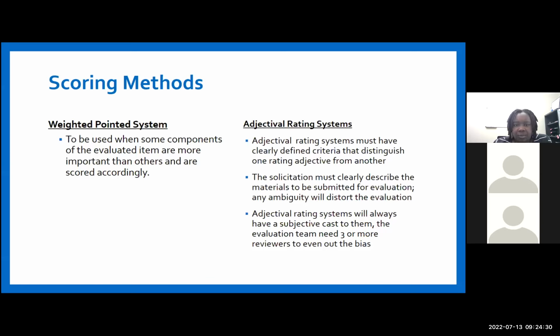Adjectival rating systems will always have a subjective cast to them. The evaluation team needs 3 or more reviewers to even out the bias. So adjectival rating system, that is the very good, very likely, those type of ratings, and you have to have a definition for each rating, which can be a little time consuming in the beginning because, depending on how many options that you have for that scoring, you need to have a definition for each one.